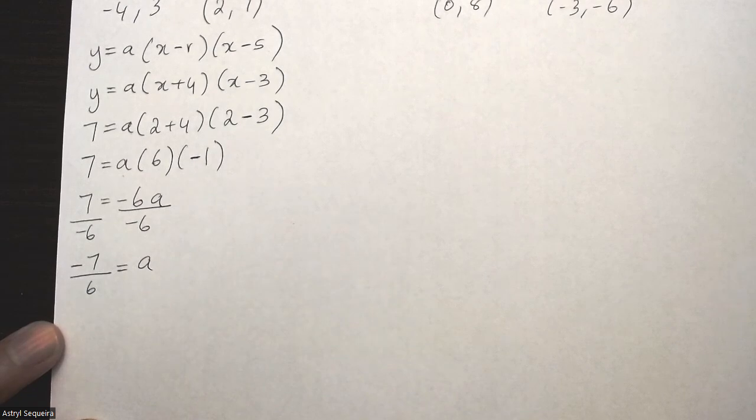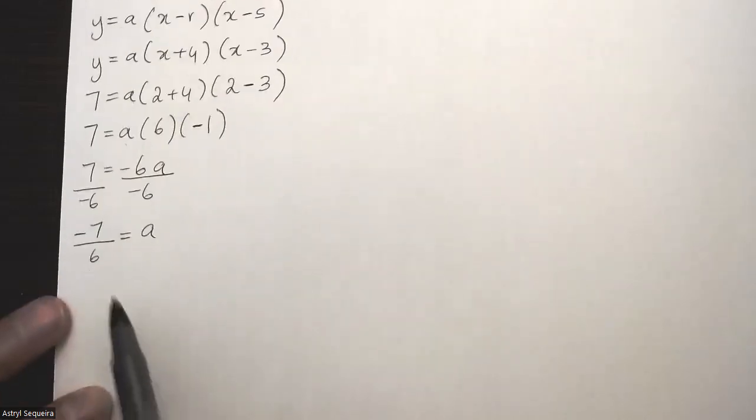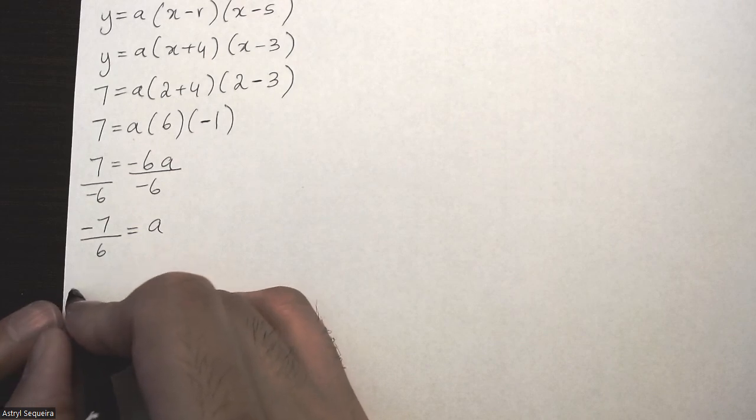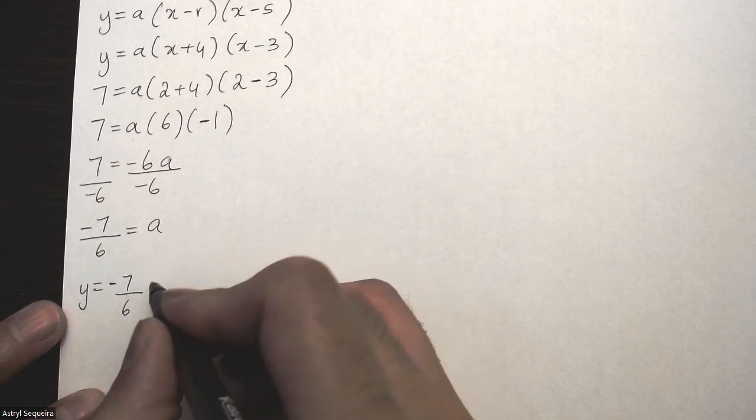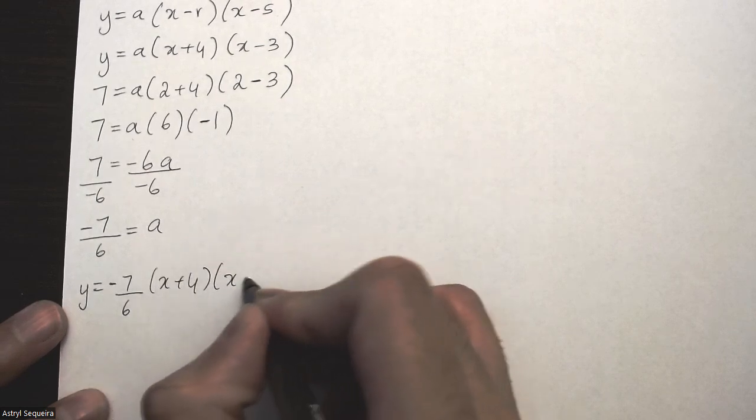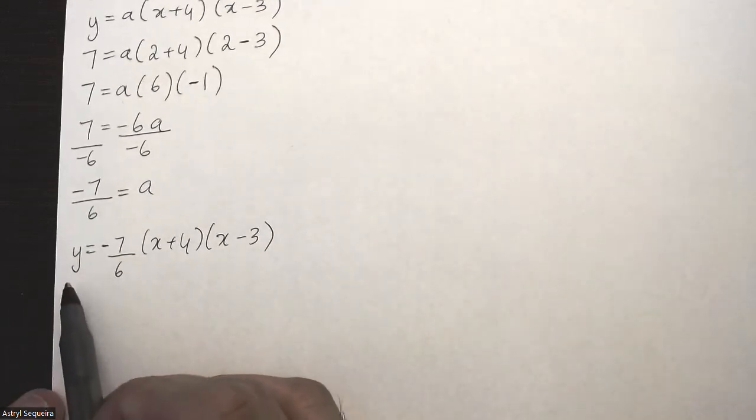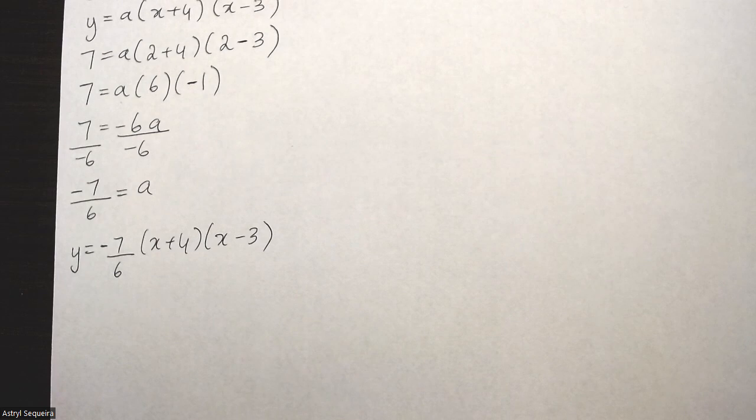And then all I have to do is rewrite my equation over here with the a value. So y equals -7/6 (x + 4)(x - 3). Sometimes your teacher will expect you to write this in function notation, so instead of using y, use f of x. But in this video, I'm just going to use y for all of them to simplify it.